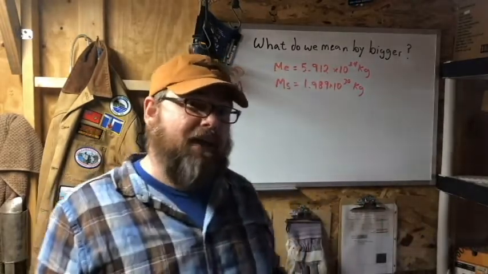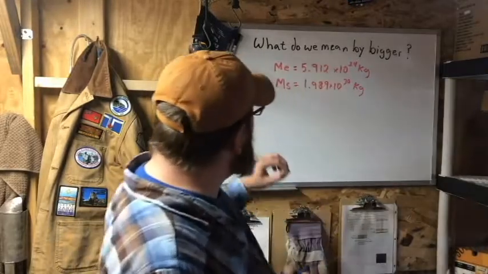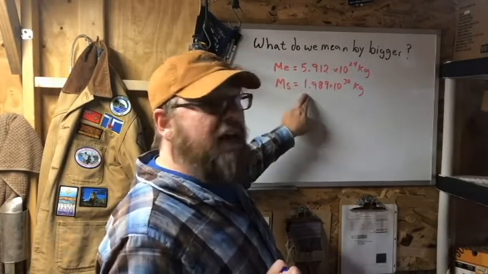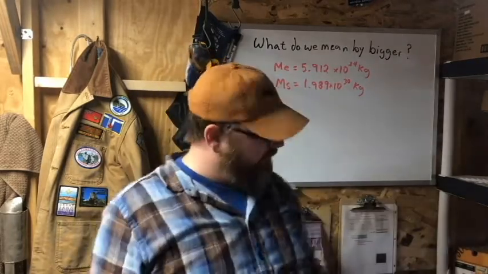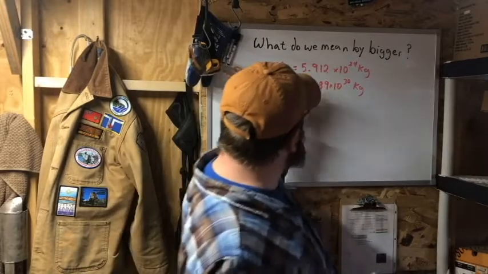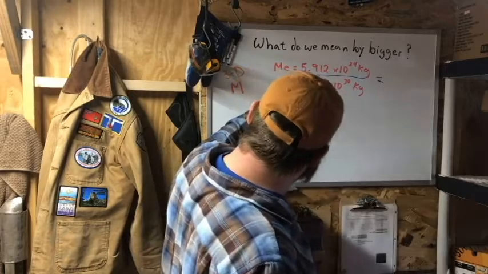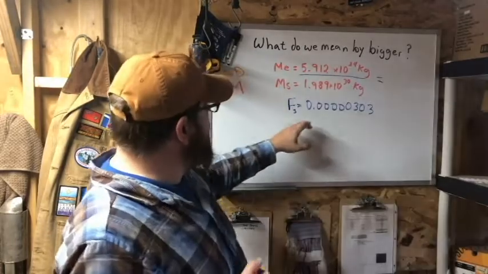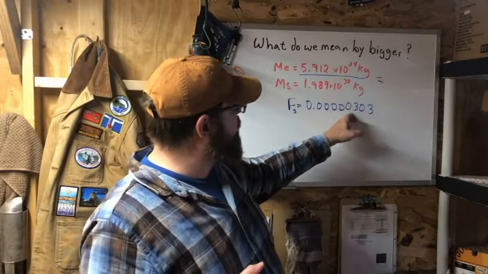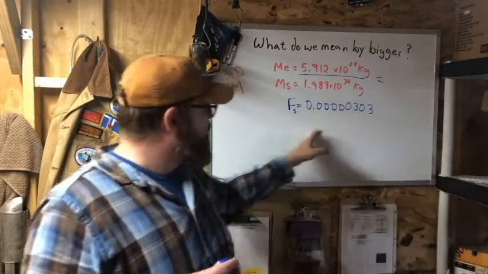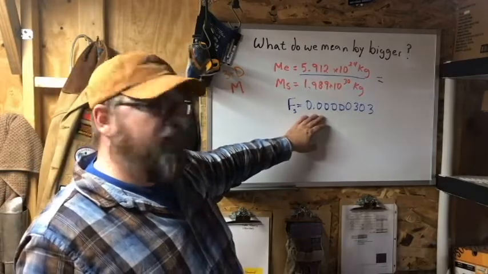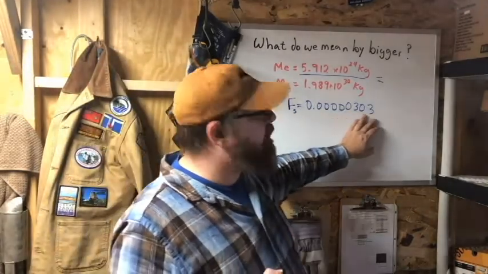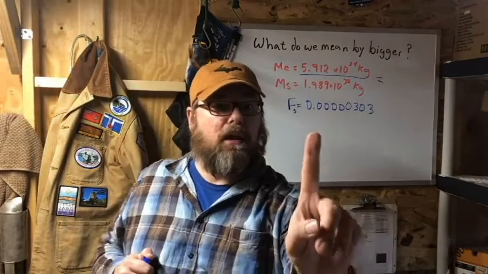Now, I'm not going to show the maths on this, all right? But if I divide this into this, I'm doing the smaller one into the larger one, and there's a method to my madness here. What I'm going to get if I divide these two is a factor of 0.0000303, and I have this in solar. Now, what does that mean? That just means the Earth is that small of a fraction compared to the sun.